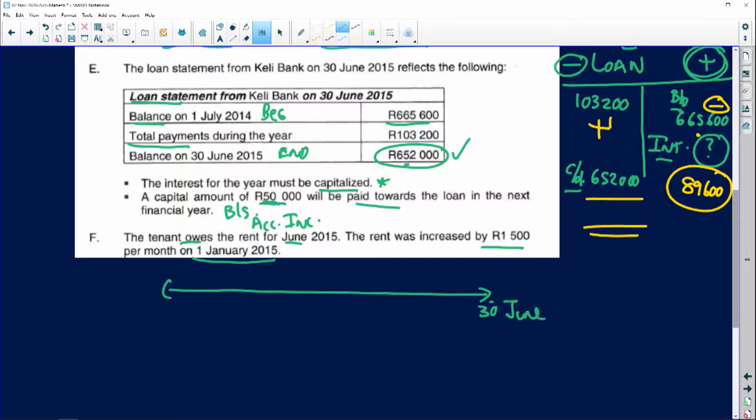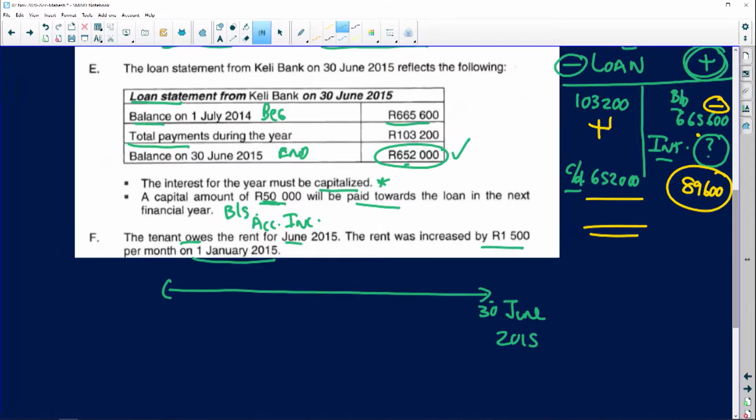Okay, and I know you guys also prefer to draw up the timeline. It just helps you to count the number of months. Right, so I've got 1st of July 2014, beginning of the financial year, 30th of June 2015, end of the financial year. Now, in terms of this adjustment, the tenant has not paid the rent for June, which means the tenant has only paid for 11 months. Remember, financial year, 12 months, hasn't paid for the month of June.